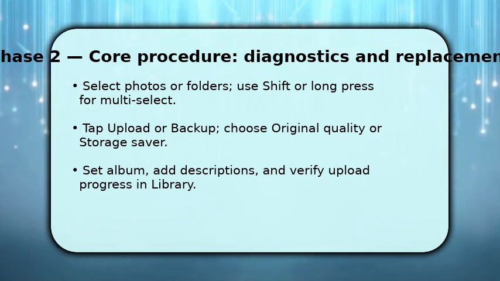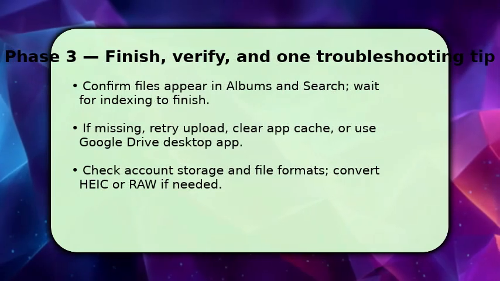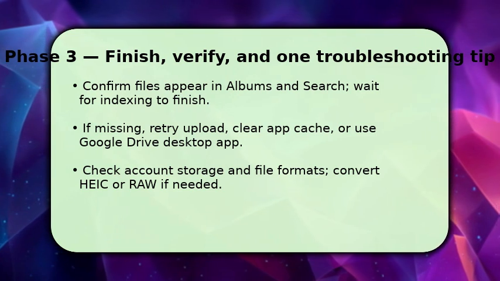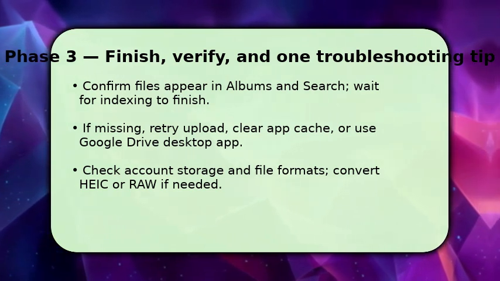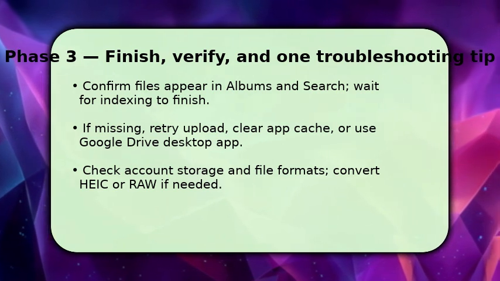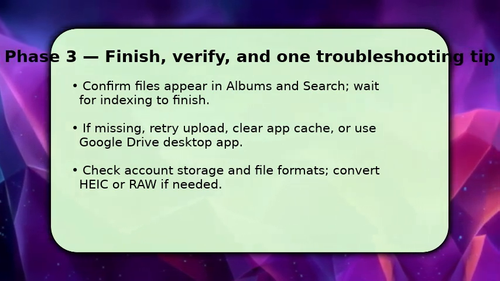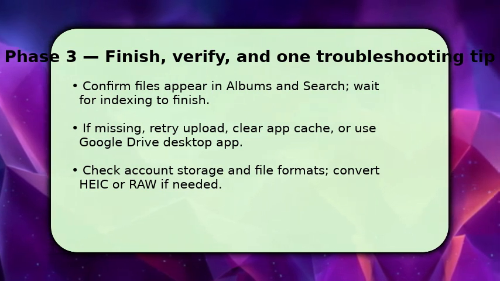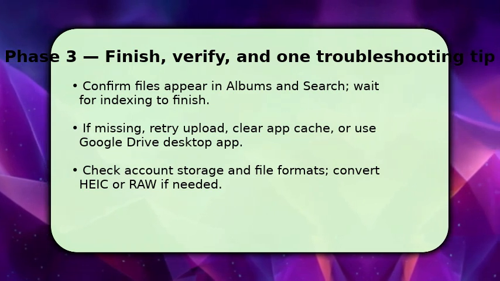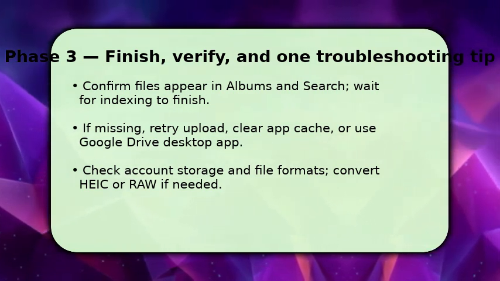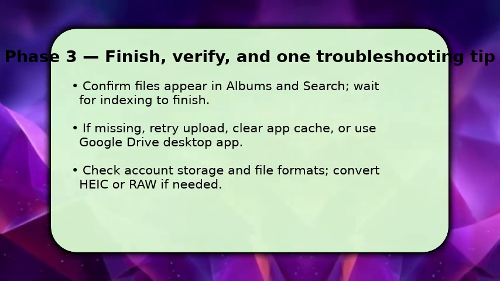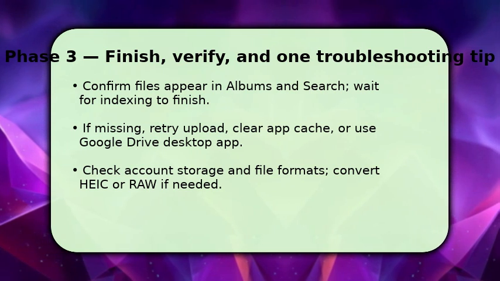And finally, confirm your photos appear in albums and search. Indexing can take a few minutes, so wait if necessary. If items are missing, retry the upload, clear the app cache, or upload via the Google Drive/Backup and Sync desktop client to avoid mobile hiccups. Make sure your account has storage space and that files are supported. Convert HEIC or some RAW formats when they aren't displaying. One key troubleshooting tip: temporarily disable VPNs or security apps that can block upload connections, then reattempt.